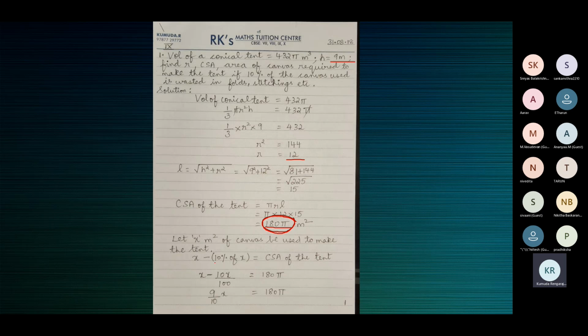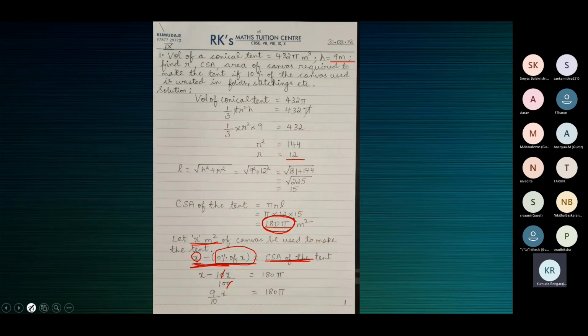So we assume that we purchase X meter square of canvas, of which 10% is wasted. X is what you purchase minus the wastage, 10% of X. Now this is the remaining canvas, which is in the CSA of the tent. So the remaining canvas is equal to the CSA of the tent. So here you can cancel out the 0 and 0. So x minus x by 10 is 9x by 10.